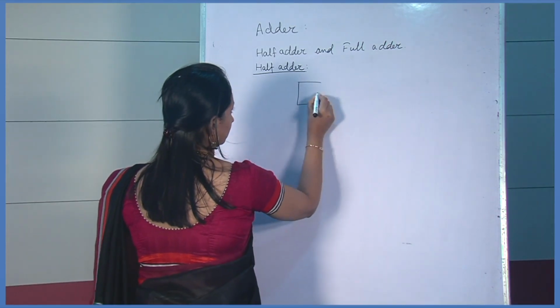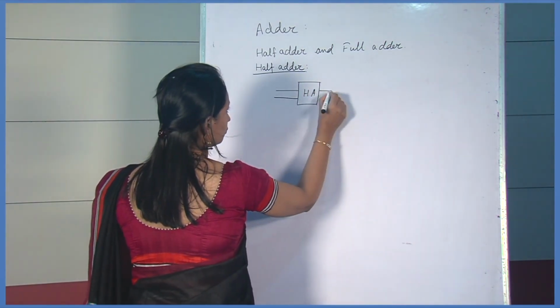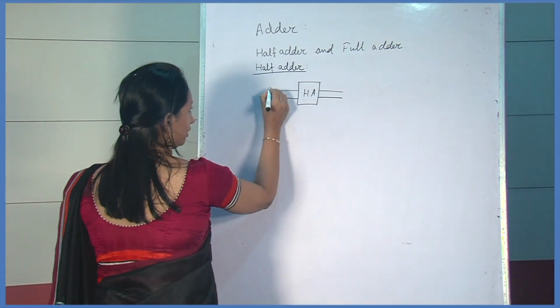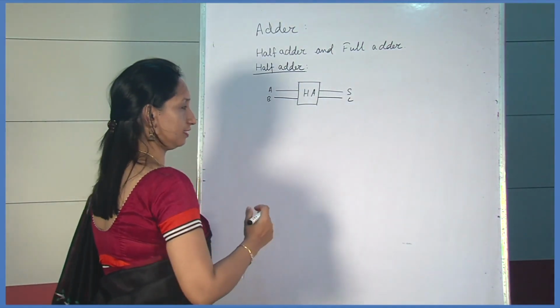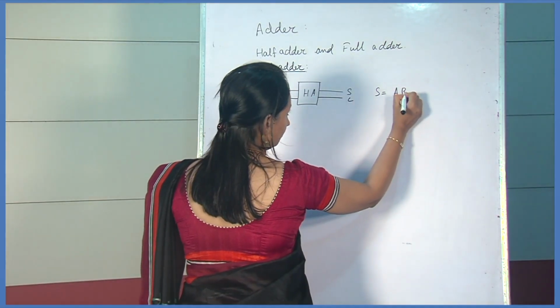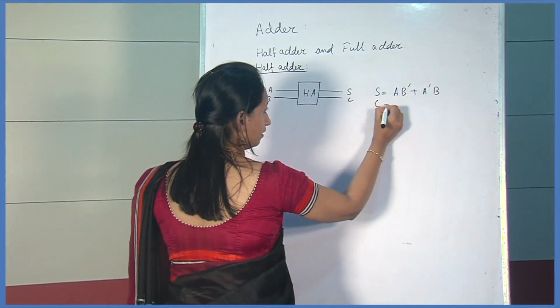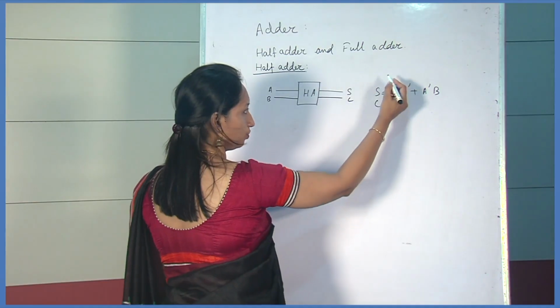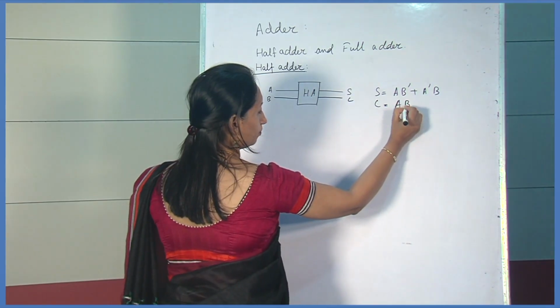Now let us see the block diagram of a half adder. So this is a half adder: 2 inputs, 2 outputs. Suppose A and B are the inputs and S and C are the outputs. Here the output S equals A B bar plus A bar B. S is known as sum and C is known as carry. So carry is A into B.